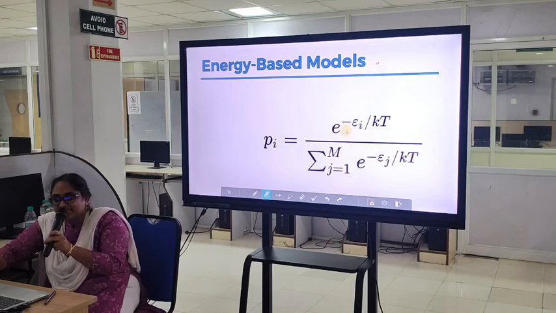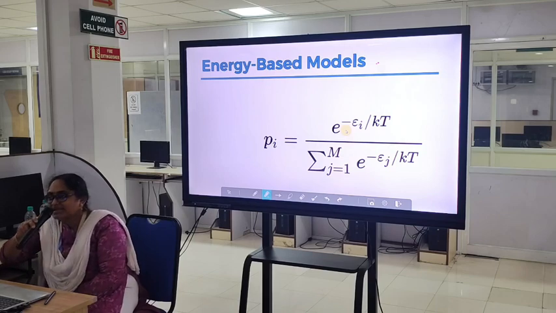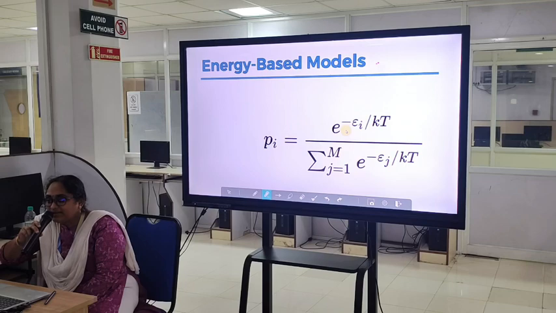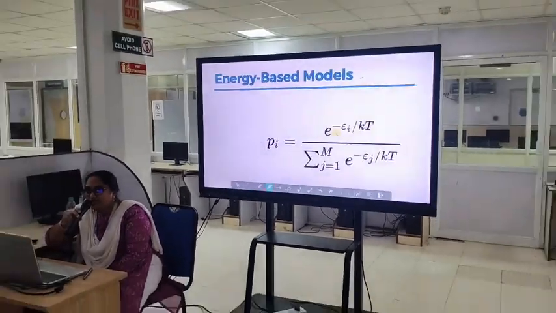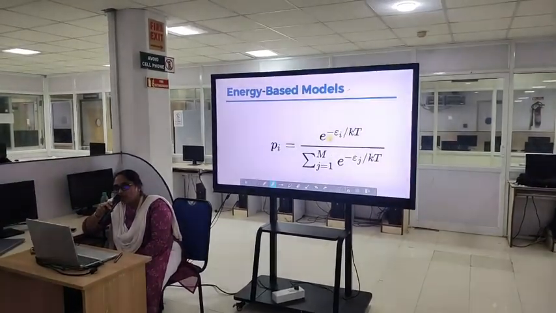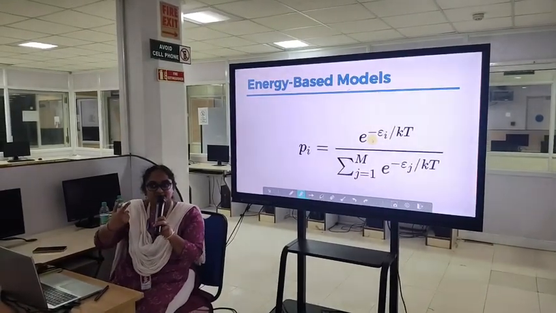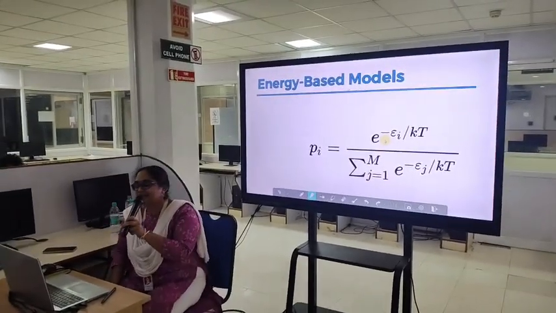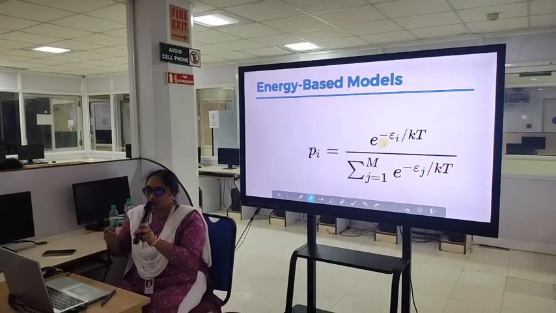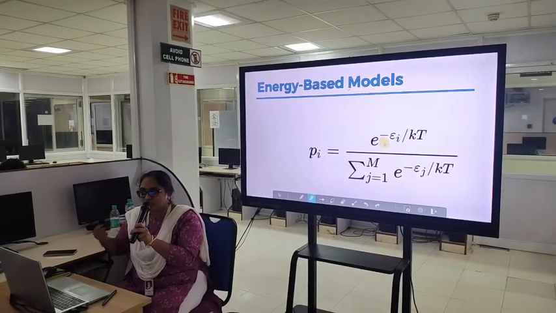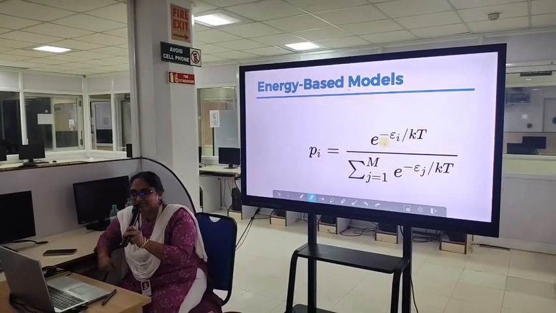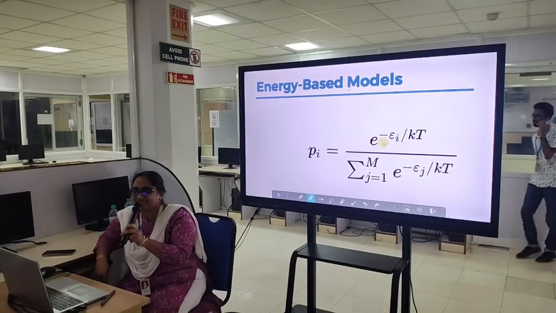So if you draw a relationship, the probability of occurrence in one particular state i is inversely proportional to the energy. As the energy increases, the probability decreases. If the probability increases, the energy decreases. So the probability of existence in a particular state is inversely proportional to the energy, based on this given equation.